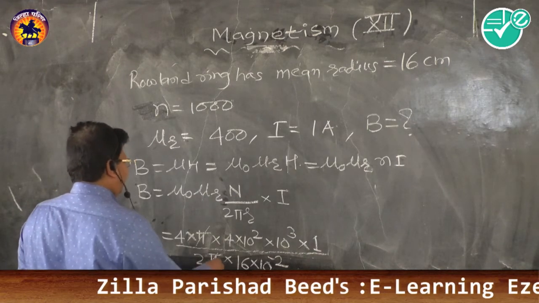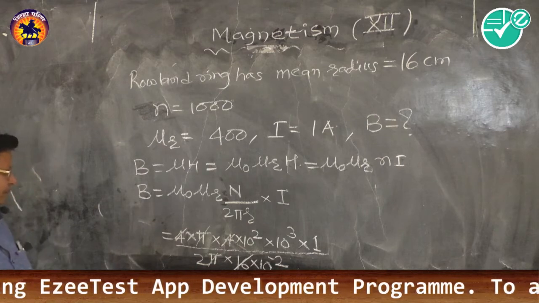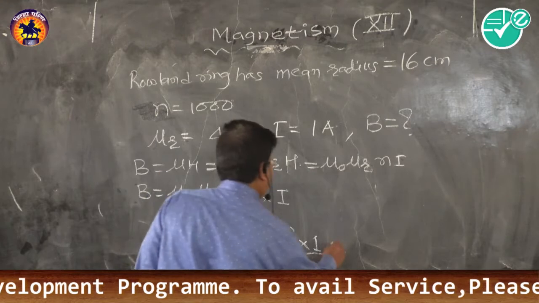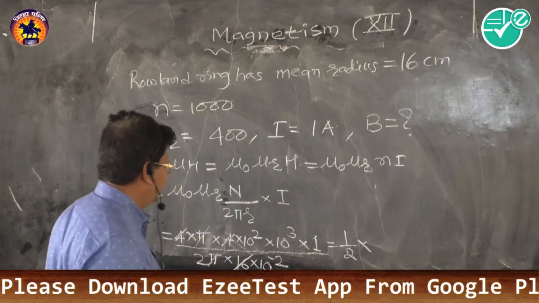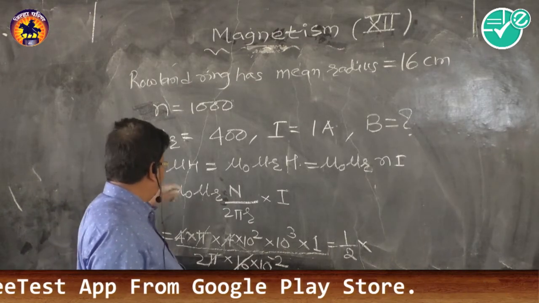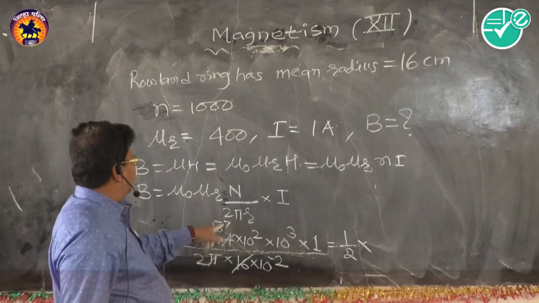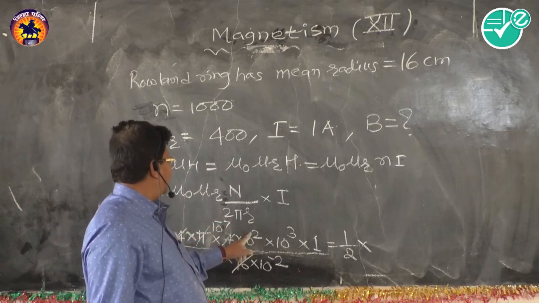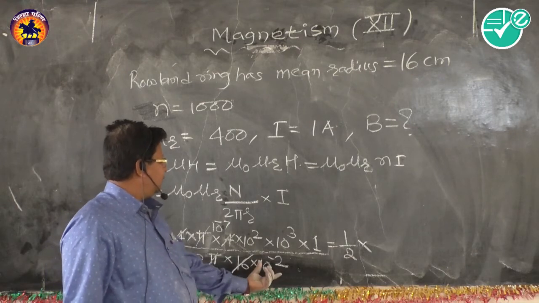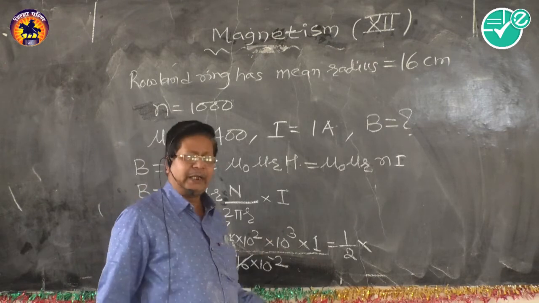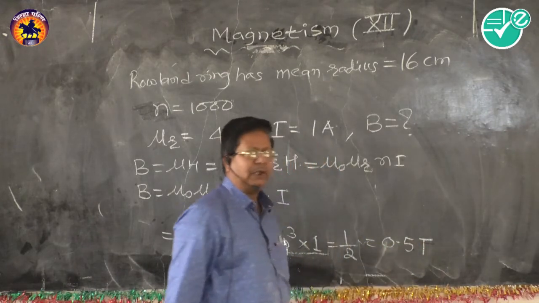Again 4 into 4 is 16, which gets cancelled with this 16, and therefore the remaining terms are only 1 divided by 2 into 10 to the power minus 7 plus 2 minus 5 minus 5 plus 3, which is minus 2, and this 10 to the power minus 2 goes in the numerator, therefore they cancel each other, and our answer is half, which is equal to 0.5 Tesla.